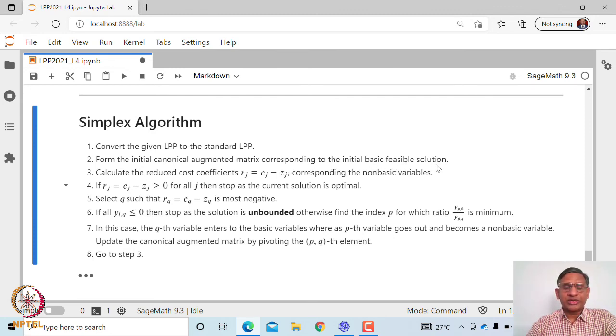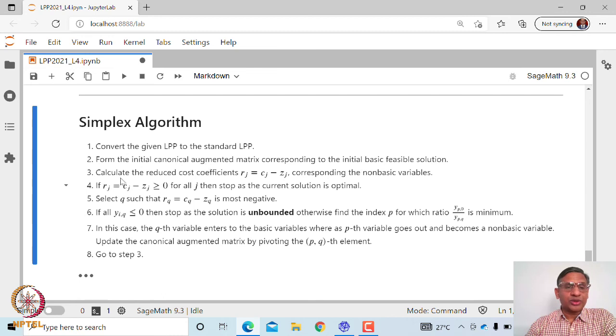The next step is to form the initial canonical augmented matrix corresponding to the initial basic feasible solution. Now it is very important: we need to have an initial basic feasible solution. Remember, we assumed without loss of generality that the first m columns are linearly independent, and those first m columns form the basic feasible columns, and therefore we had an initial basic feasible solution. This is the first step. We have to now see how we can guess that initial basic feasible solution. In many cases it may not be easy to guess, so we will see that.